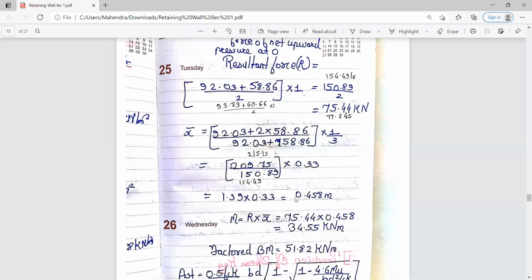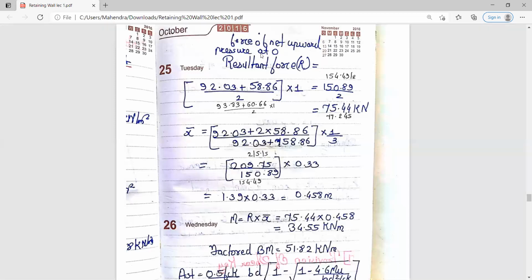Do the calculations for resultant force and x bar for the values 93.83 and 60.66. See how much x bar you get.